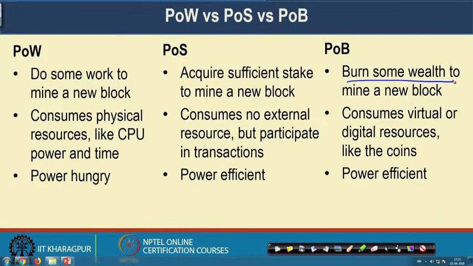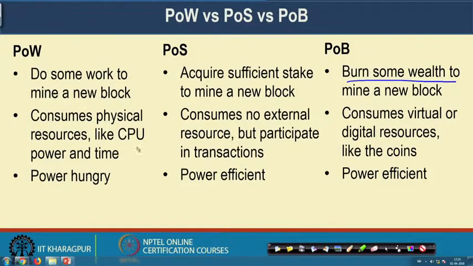So, just like proof of work, you have to expend certain bitcoins rather than the physical currencies to participate in the mining procedure. So, in case of proof of work, it consumes physical resources like CPU power and time. Proof of stake, as such, consumes no external resource, but you can participate in the transactions. In case of proof of burn, you consume virtual or digital resources like the coins.